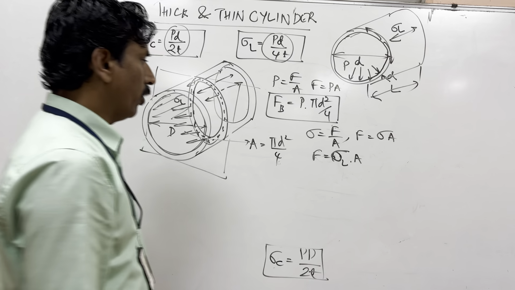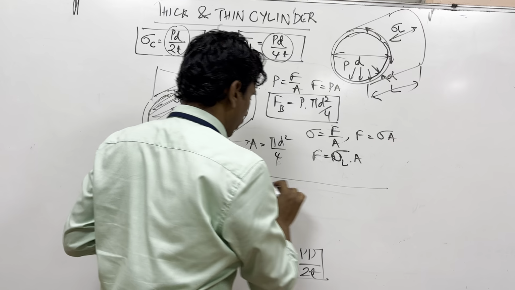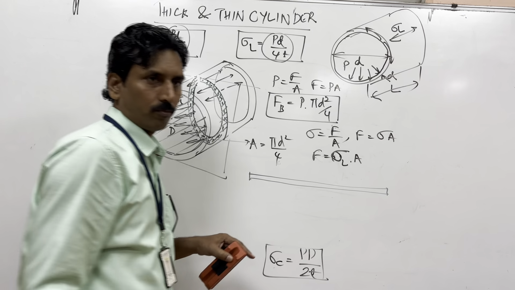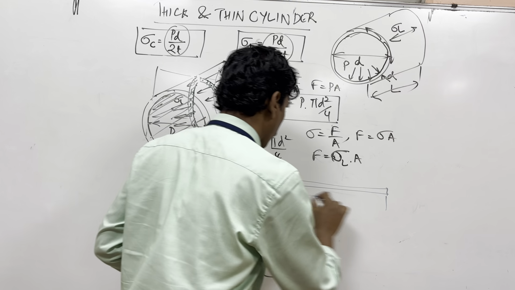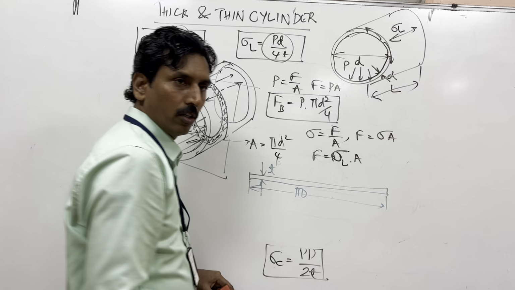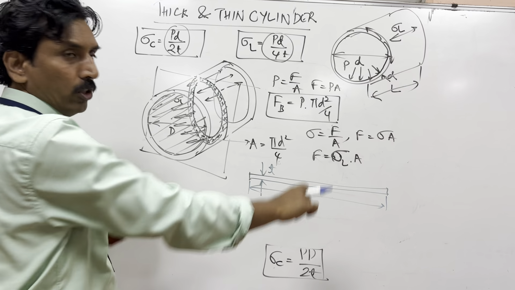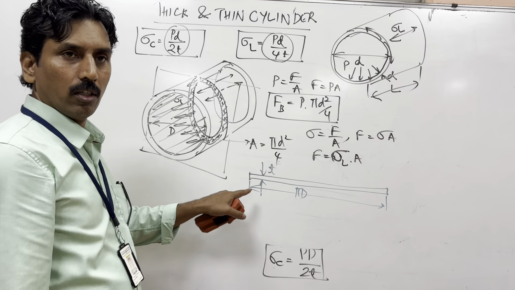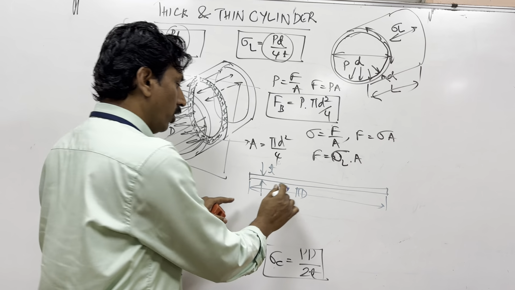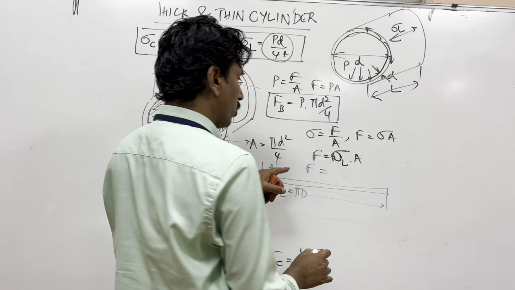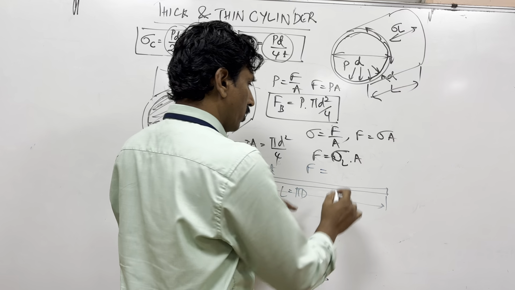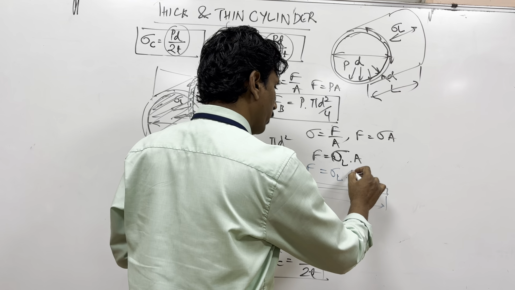What I will do is imagine this area to be cut at one end and unfold it into a lengthy strip like this. What is this basically? Thickness t. What do you think is the length here? Pi d. If you open this and unfold it into a thin strip, the length is pi d and this is the thickness. So the force which is trying to resist bursting is sigma L into area, which is pi d t.